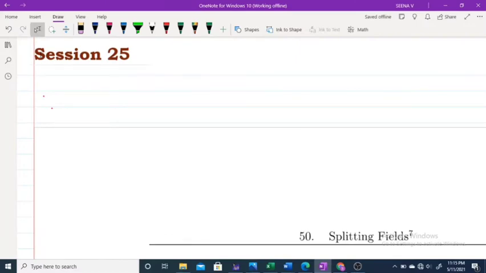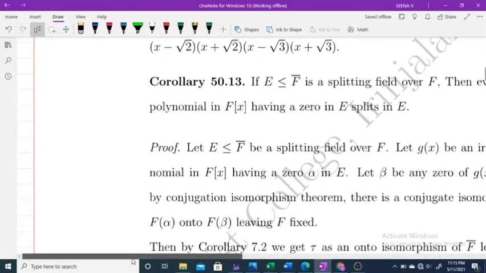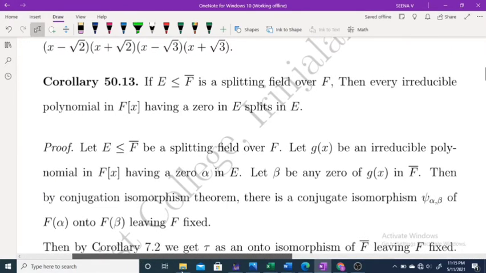Good morning. Today we are going to discuss one corollary, and the statement of the corollary is: let E, a subfield of F closure, be a splitting field over F. Then every irreducible polynomial f(x) in F[x] having a zero in E splits in E.